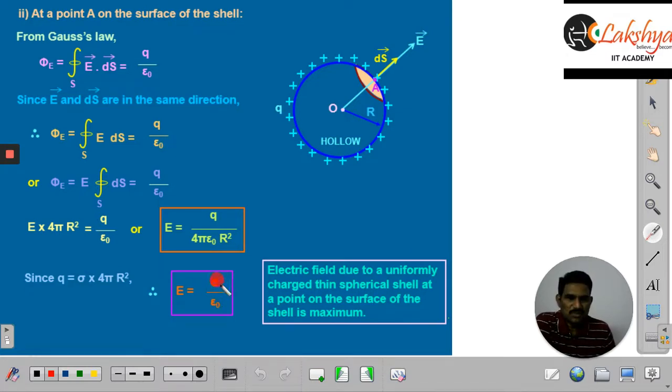So remember this, there is an importance for this. For the conducting plane, or conducting plate, we got the expression sigma by epsilon naught, right? And for the spherical shell also we are getting the same expression, sigma by epsilon naught. Later, while discussing the properties of conductors, we will discuss this. So there is an importance for this sigma by epsilon naught. Just outside or on the surface, the electric field will be sigma by epsilon naught.